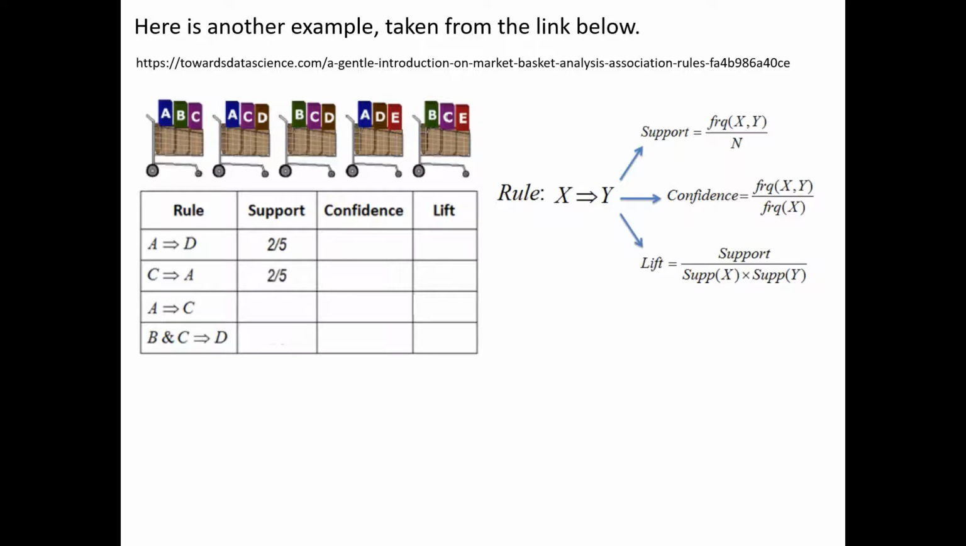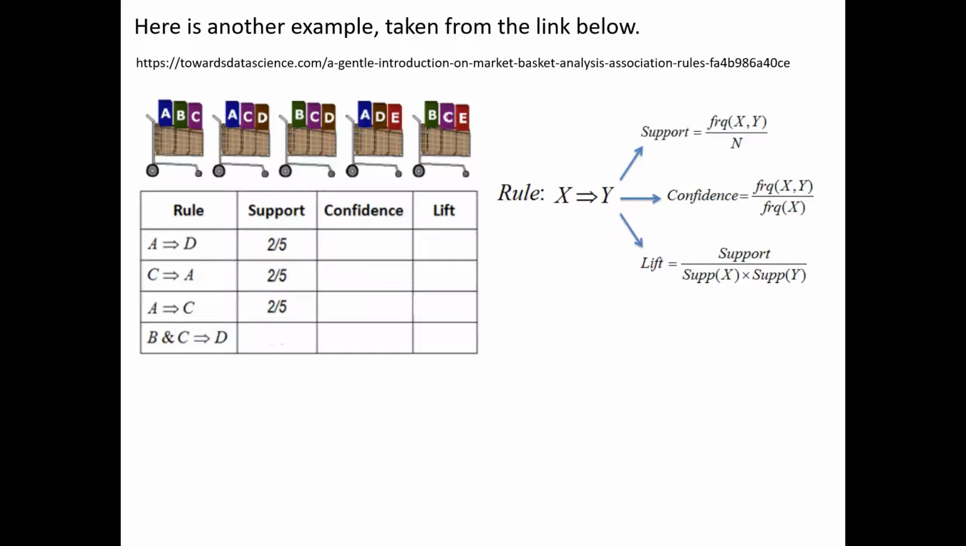Looking at support for C and A, again the order doesn't matter for support, just how many have A and C together. So 1, 2, looks like just 2, so 2 out of 5. And for support of C and A, it's the same as the one right above it, because with support the order doesn't matter. So again, A and C, 2 out of 5.